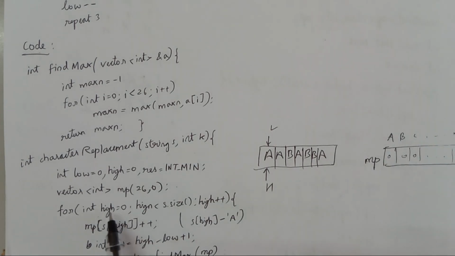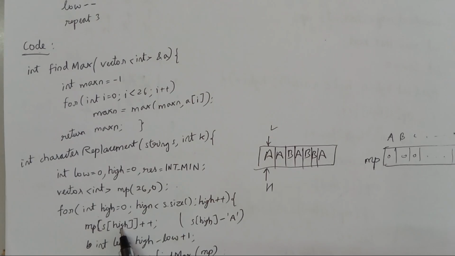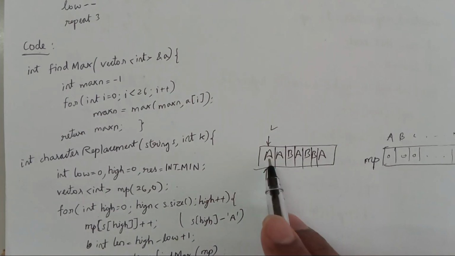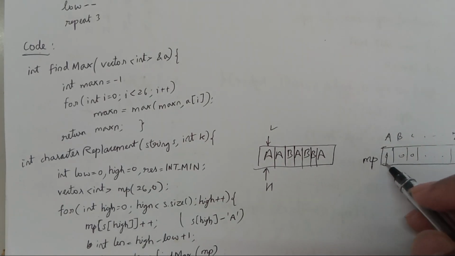Now while we are traversing the for loop, we start from high equal to 0, high less than size, high plus plus. We update the hash map. So mp of s of high minus a plus plus. That means s of high is a. So s of high minus a, a minus a will be 0. So mp of 0 will be updated to 1. So a becomes 1 here.